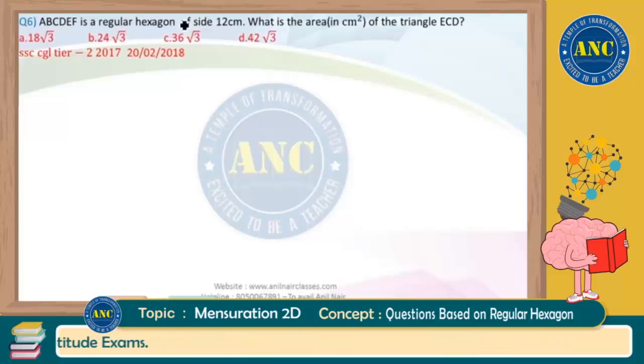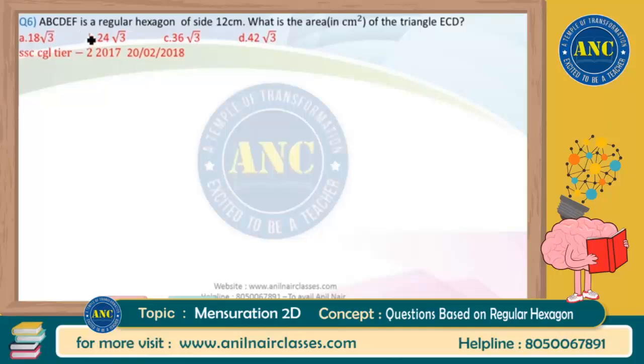Next question. See this question, sir. Your question is: ABCDEF is a regular hexagon of side 12 centimeter. Let me draw it so that we will understand it better.